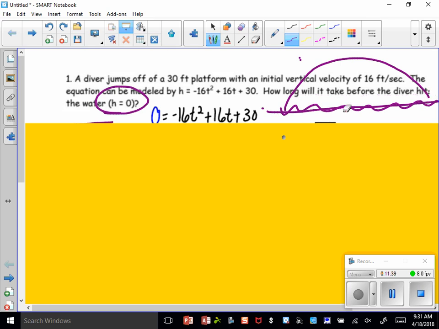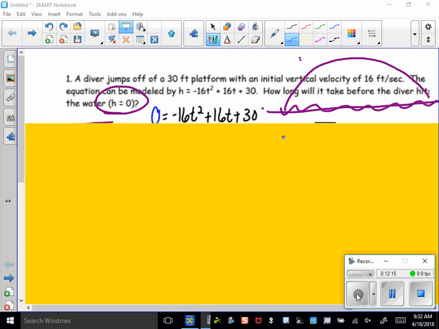Agreed? So think of it this way: what I'm trying to find is when it hits the water, that means you're hitting the x-axis. So you just really want to know what the x-intercept is. That will give you the values that you're looking for. So what I'm going to ask you to do first is to find the discriminant. I'm going to pause this and give you a second to find it, and then we'll apply it into the quadratic formula. Discriminant first.